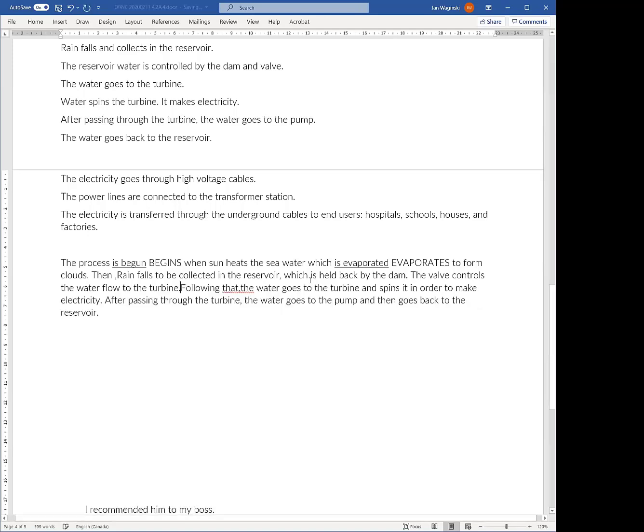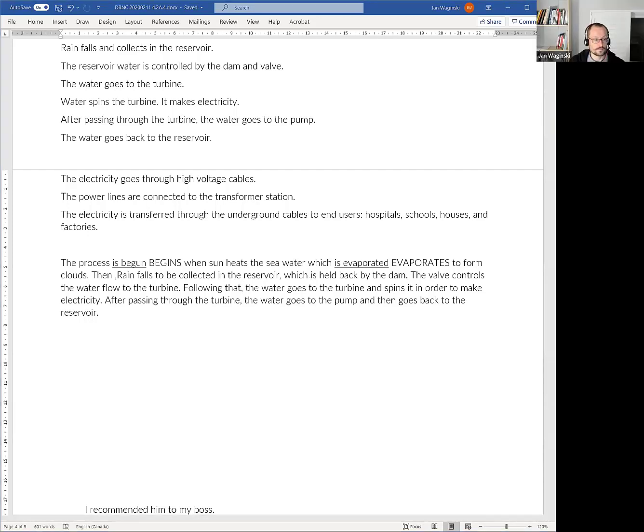Okay, so we should change even the next part. Following that, this water spins... Oh no, we need turbine to say that it spins it in order to make electricity. That will be a repetition there, right? Following that, the water. Well, which direction does the water go in? You could mention that.